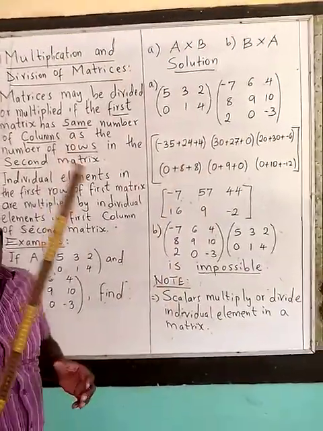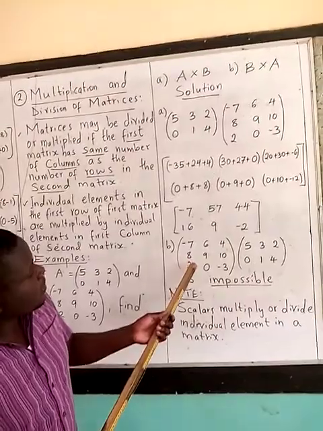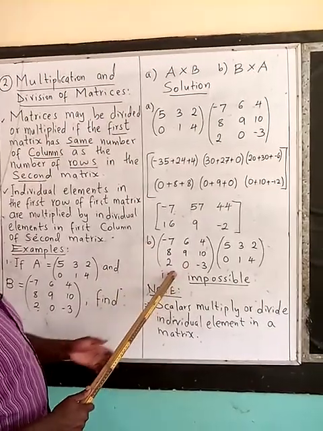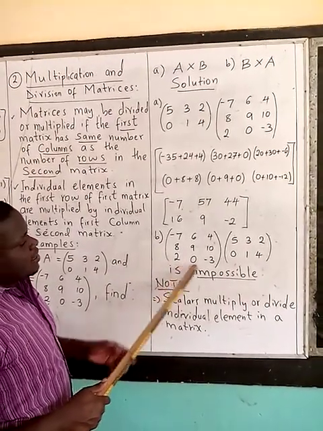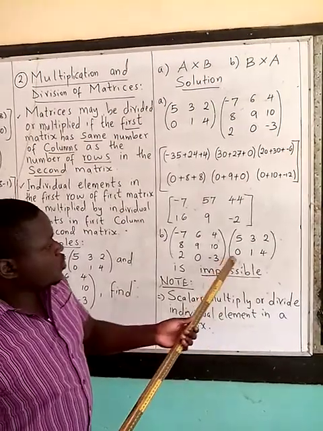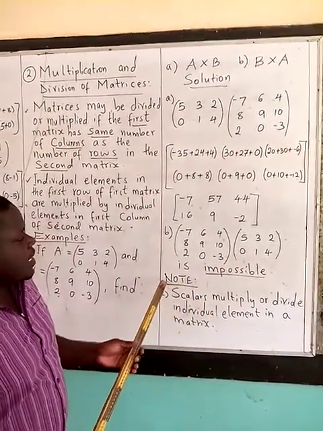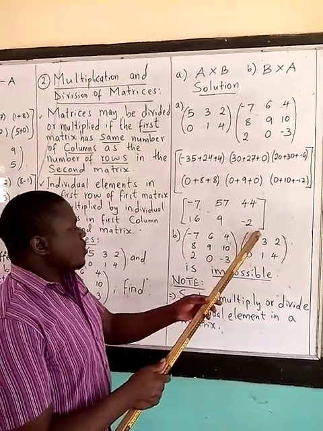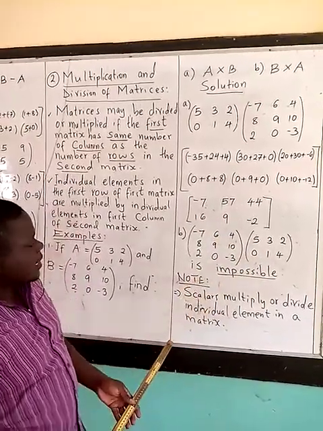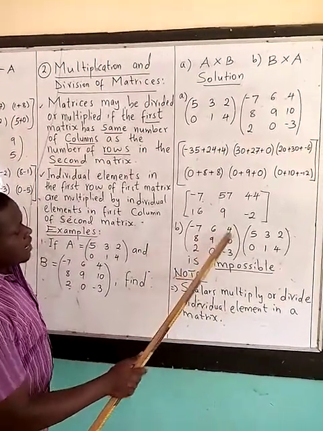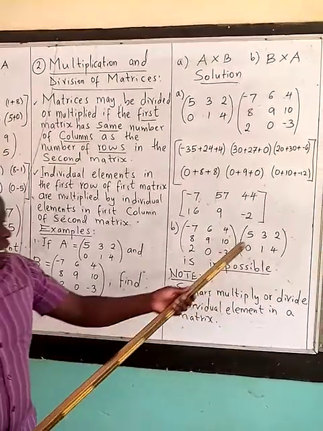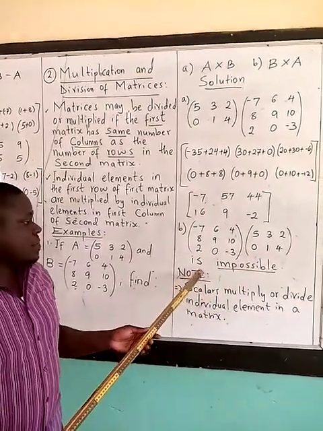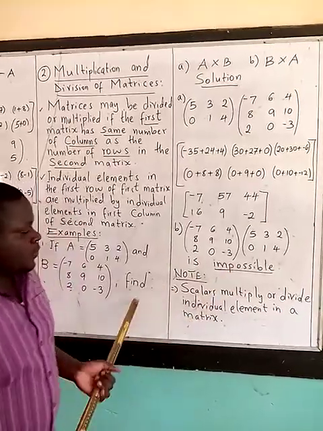Then for part B, we have matrix B times matrix A. As you have seen, matrix B is of order 3 by 3 and matrix A is of order 2 by 3. When we multiply matrices, I've said the number of columns in the first matrix must be equal to the number of rows in the second matrix. So in our case, the number of columns in the first matrix is 3, while the number of rows in the second matrix is 2. Therefore, we can't multiply these matrices. Therefore, the multiplication is impossible.